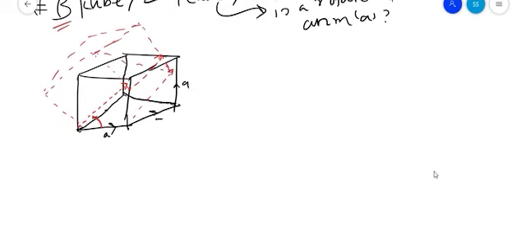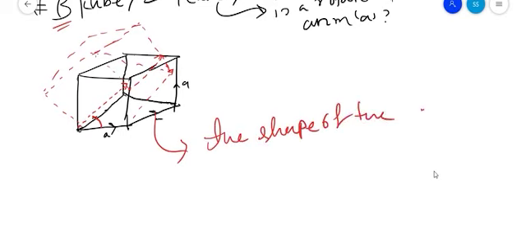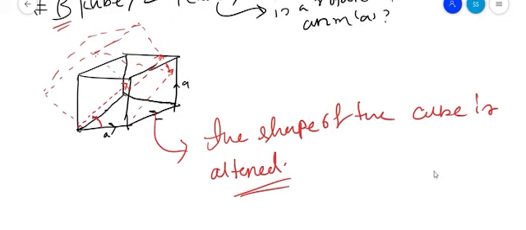Okay, so the drawing is pretty horrible, but you get the idea. So here the shape of the cube is altered. So far we have noticed these two things, right? And now let's try to make a decision out of it.